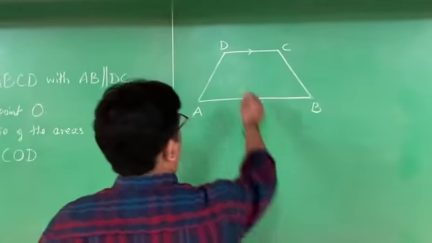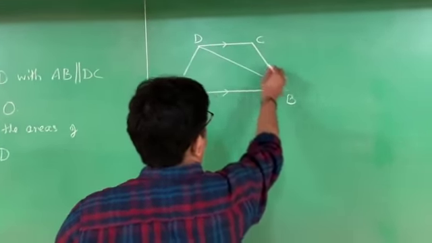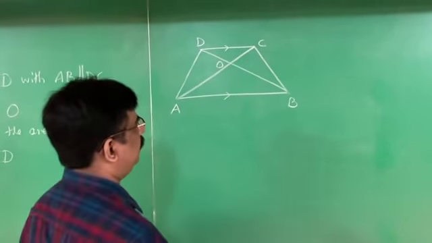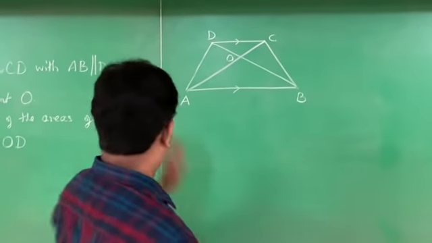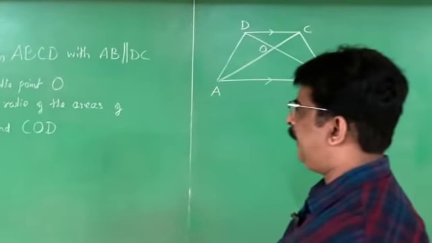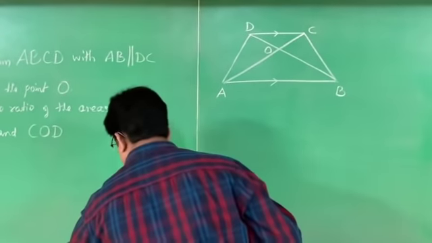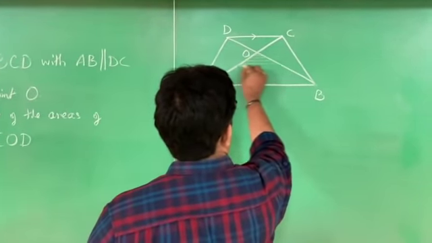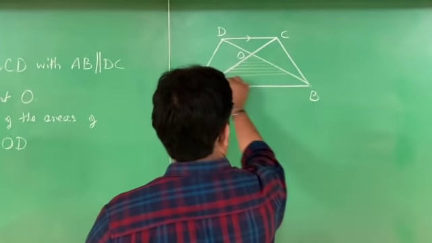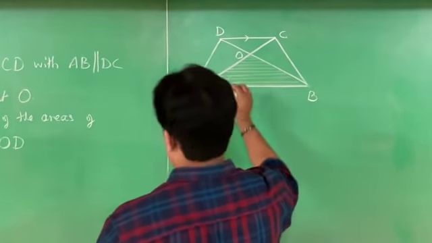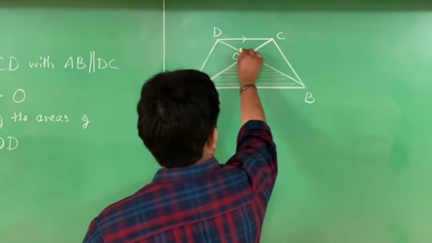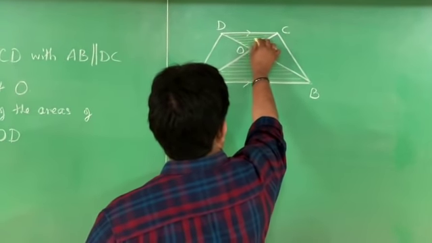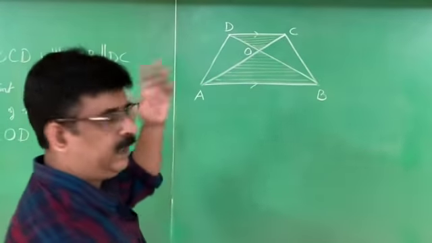other at O. The diagonals have to meet at O. Right? They are meeting at O. Now, find the ratio of areas of the triangle AOB. Where is the AOB? You have to search. AOB is here. See, this is AOB. Another one is COD. COD is this. Now we have to find the ratio of the areas of AOB and COD.